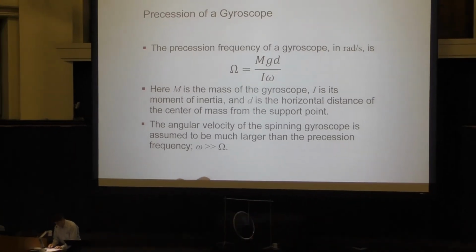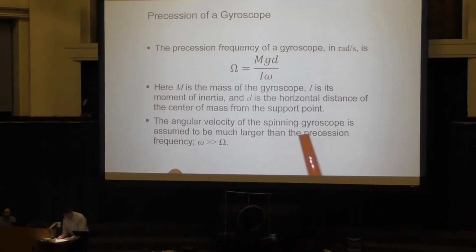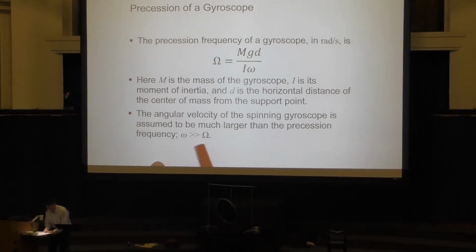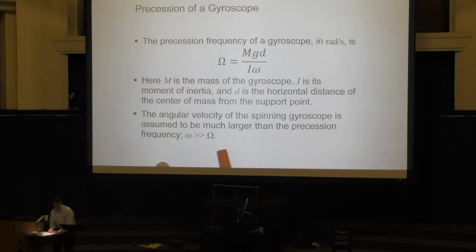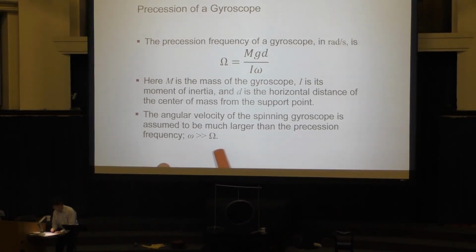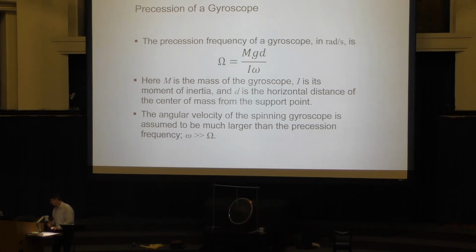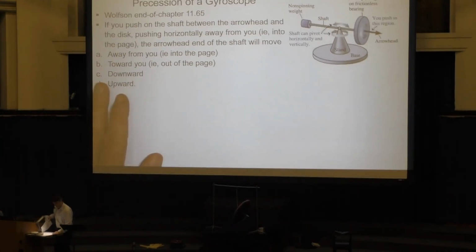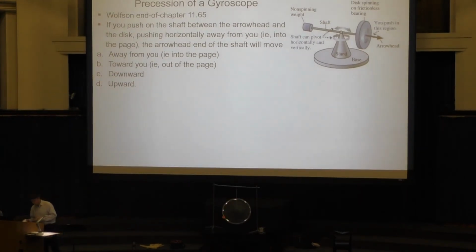So, okay. The angular velocity of the spinning gyroscope is assumed to be much, much larger than the precession frequency. So the only way you can derive this is you have to do an approximation where little omega is much, much greater than big omega. We can go through all that math, but I think what I want to do is just try to at least visualize things in 3D. And so we're going to do 3 of the last 4 problems from Wolfson.